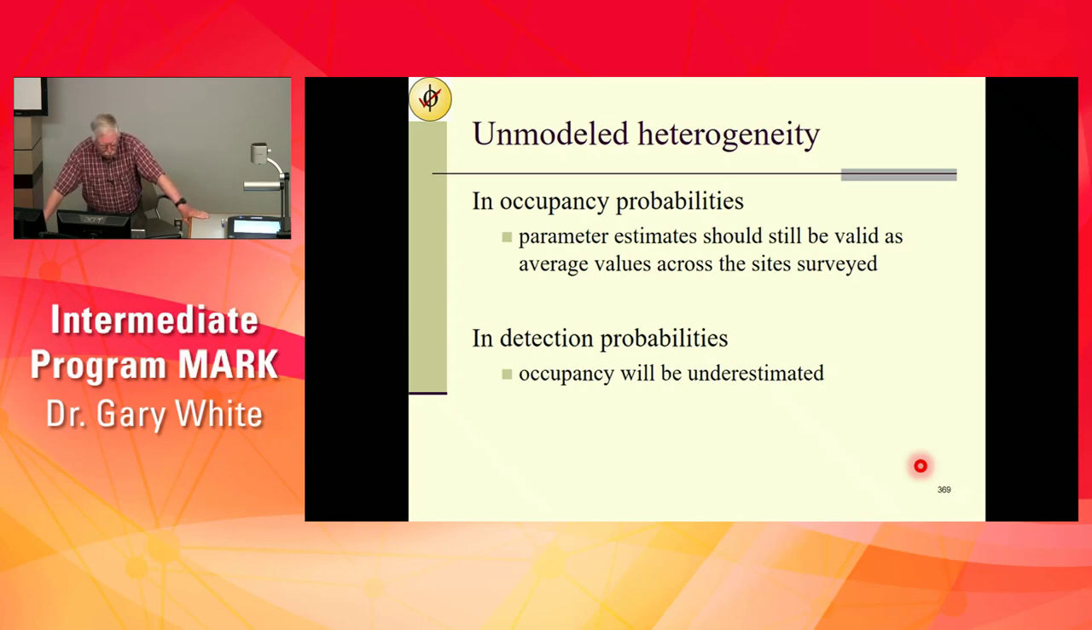And then in detection probabilities, you could underestimate detection. If you've got a lot of heterogeneity in detection probabilities, you're going to probably underestimate occupancy. Why? For the same reason that in closed capture surveys, when you have a lot of heterogeneity in your individual animals, you tend to only catch the ones that are easy to catch, right? Easy to see in this case. So therefore, you're going to overestimate P and you're going to probably underestimate occupancy. Same kind of mentality you get in closed capture models.